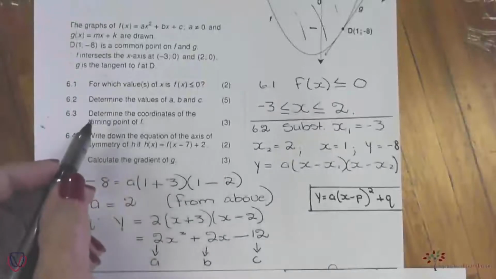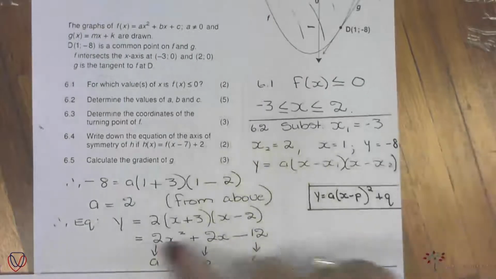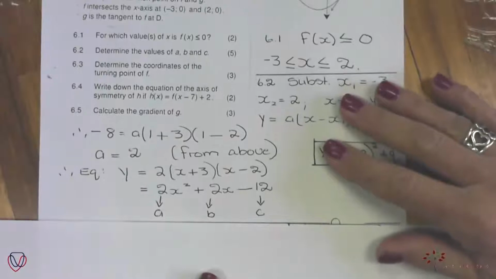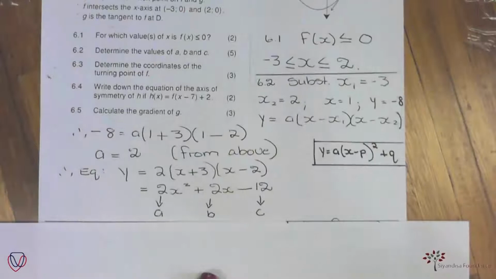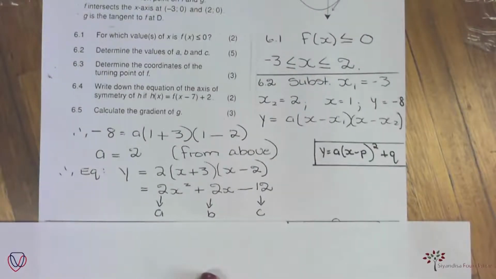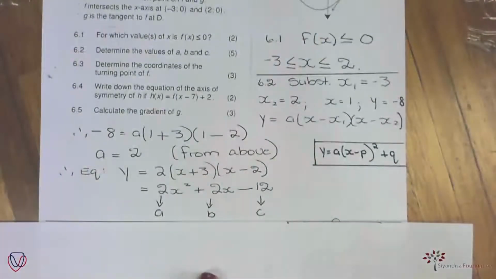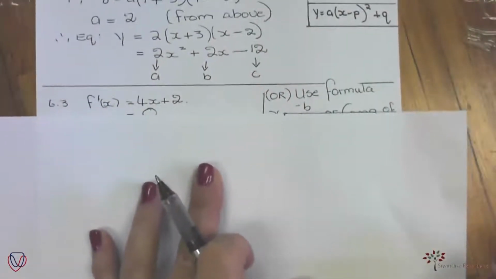Determine the coordinates of the turning point of f. Oh, mommy, but that's easy. There you've got the equation of f. Now, the easiest way to do this is by using the formula minus b over 2a for the axis of symmetry. Or you can also, if you want to, determine the first derivative, put it equal to 0, get the x, substitute the x into this original equation, and you will have the turning point also. But I did both of them for you so that you can see how it's done.